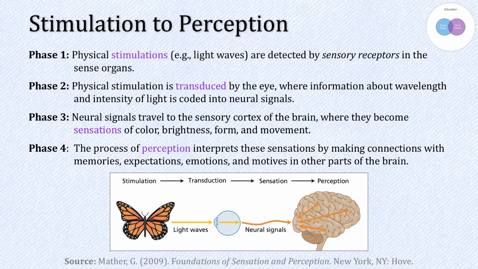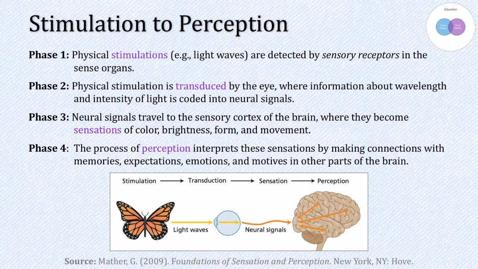The first phase of this process involves our sensory receptors in our eyes, which detect some sort of physical stimulation, in this case light waves. As you probably know, the receptors in our eyes are sensitive to only a tiny portion of the electromagnetic spectrum. Next in the process, these light waves are transduced, or transformed from one form to another, by the eye. The output is electrochemical signals or neural activity, which is actually the language of the brain.